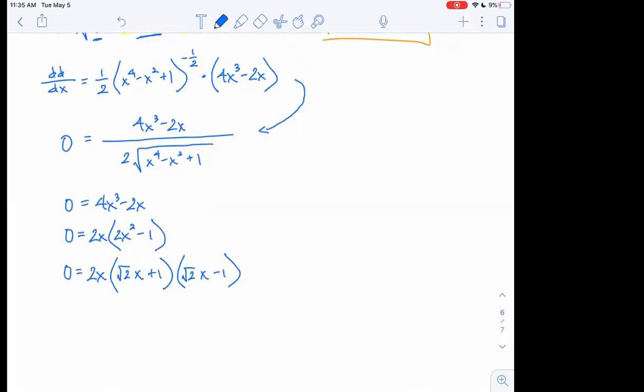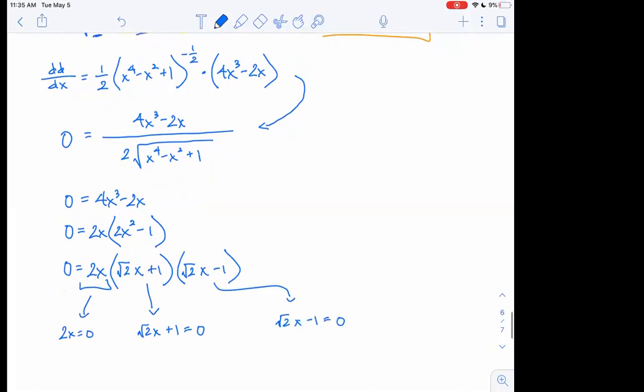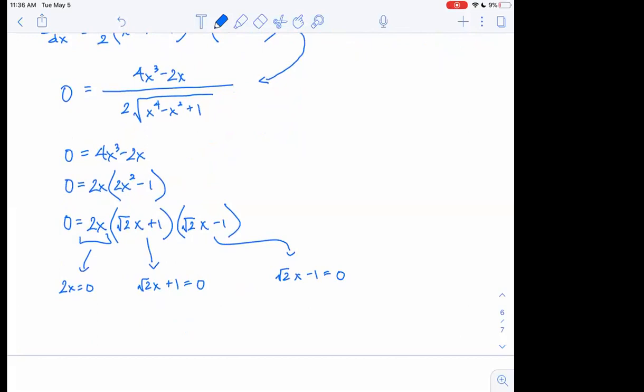Now, what that means is there are 3 potential solutions, okay? There are 3 potential solutions. So we need to take this first part and set it equal to 0 and solve for x. We need to take this second part, set it equal to 0, solve for x. And we need to take the third part, set it equal to 0, and solve for x.